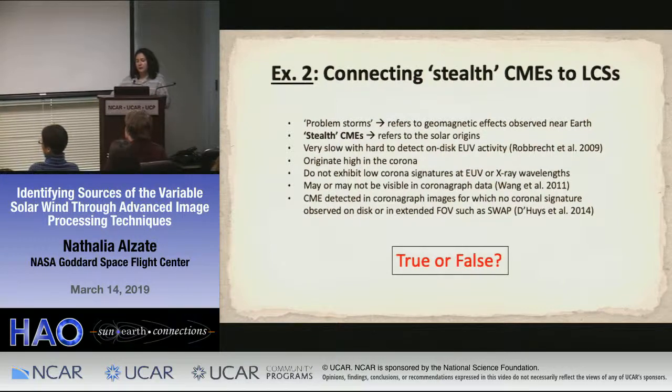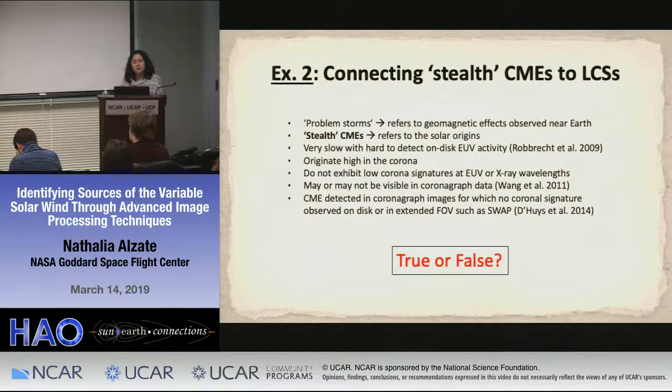So the second example that shows some indirect connection that we've made from the low corona to higher up is work that I did on stealth CMEs. So first let me say, we have the term problem storms, but these refer to the geomagnetic effects of these events. When we talk about stealth CMEs, we're talking about the problem, if you will, being where is the origin, or what is the origin in terms of the signature that could be creating the CME, okay?